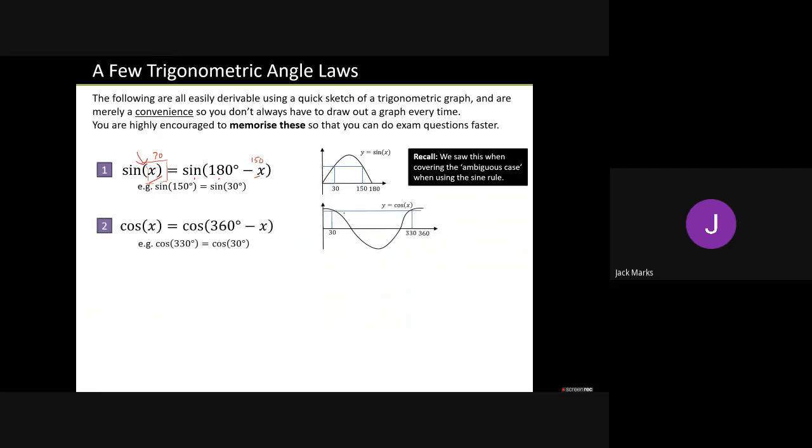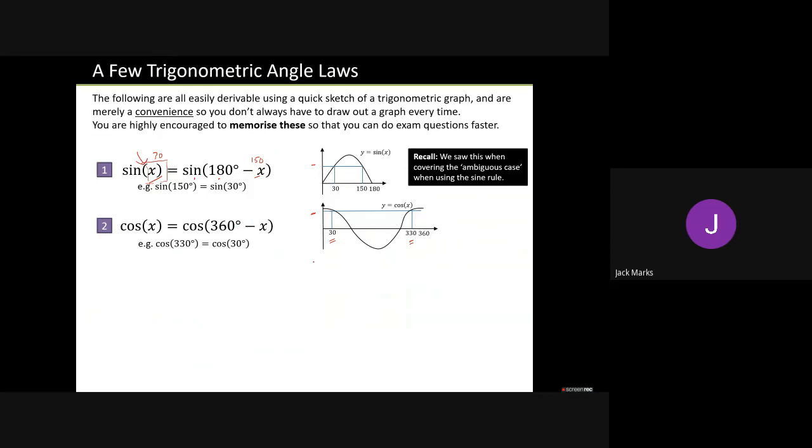Cos also does the same thing. So if we took a bit more time, we would notice that these values would be the same. They have the same height, the same y value. So this is the rule to find the other angle that goes along with it. Okay.